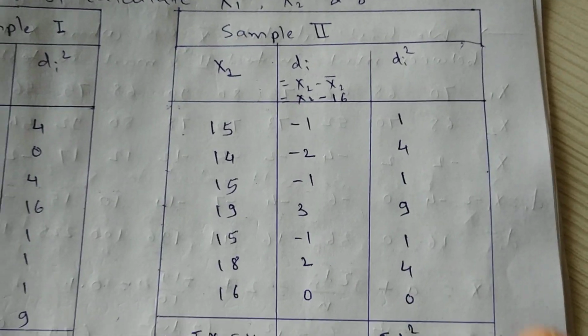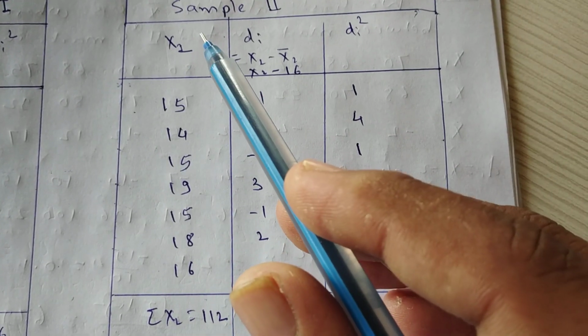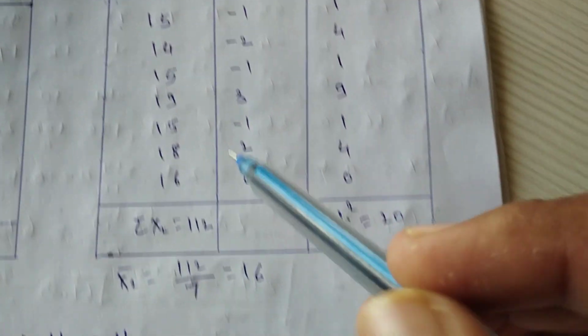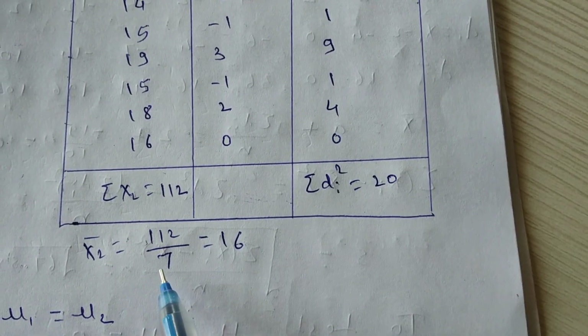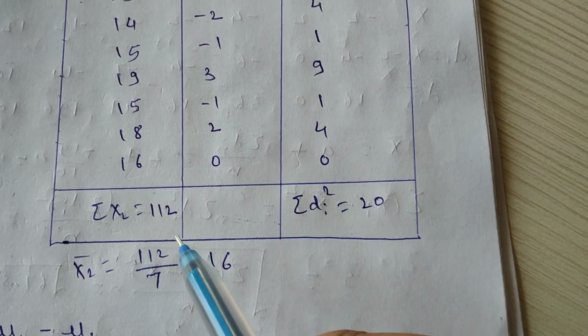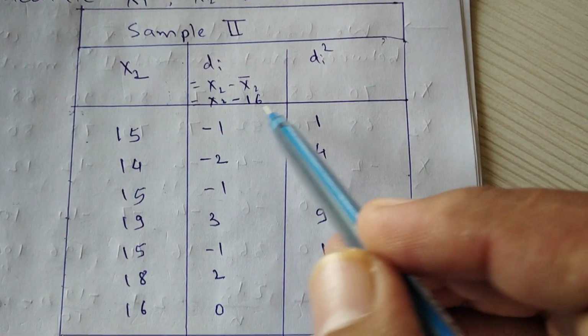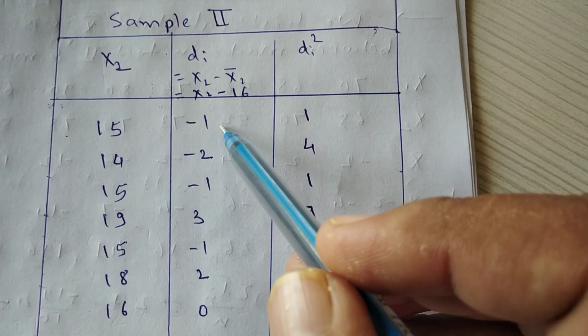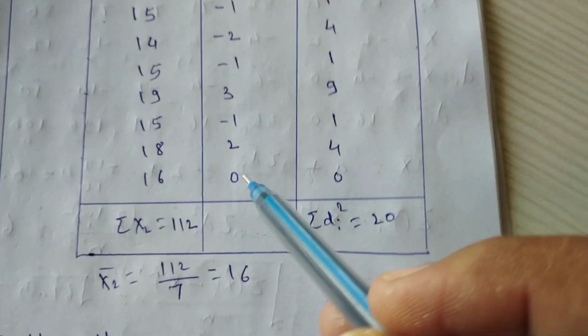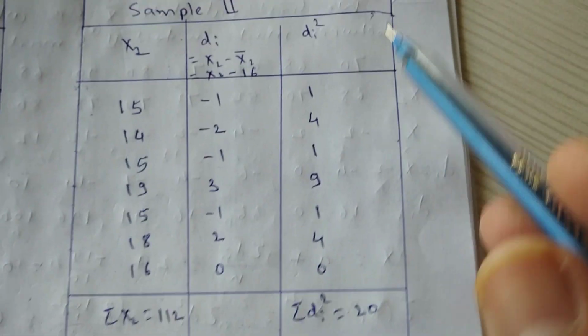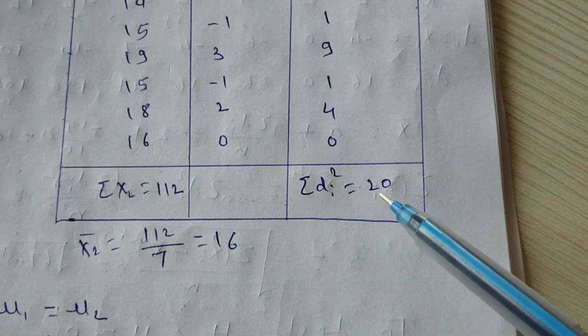Now see here, for sample 2, the values we will consider as x2, and these are the values. So the mean of sample 2 is the summation of all x2s, which is 112, divided by 7, which is 16. So we will consider di to be x2 minus x2 bar, that is x2 minus 16. So 15 minus 16 is minus 1, 14 minus 16 is minus 2, and so on, 16 minus 16 is 0, and its square. So summation of di square equal to 20 for sample 2.